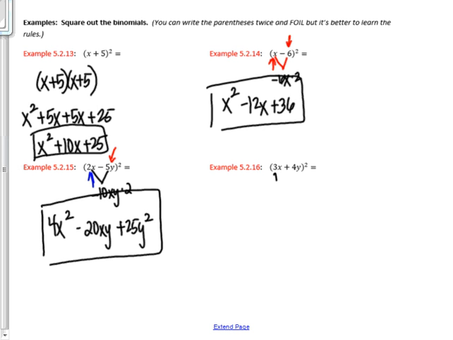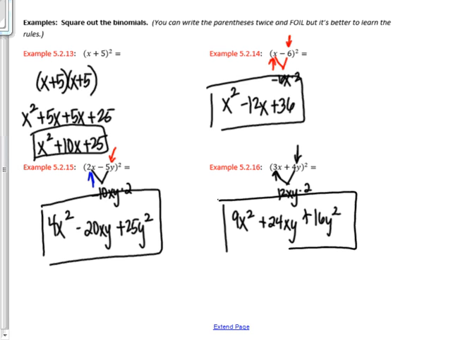Last one. All right, square 3x. 3x times 3x is 9x squared. Multiply them together and you get 12xy. Double it would be 24xy. And then square 4y. 4y times 4y is 16y squared. All right, go try your homework.